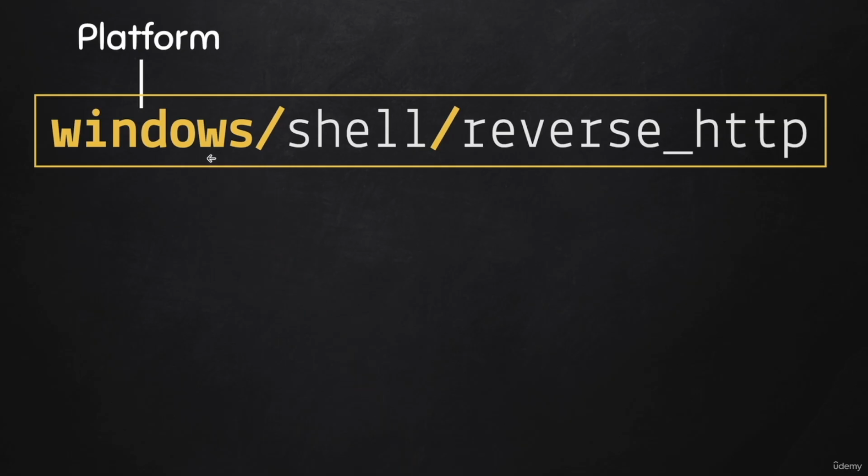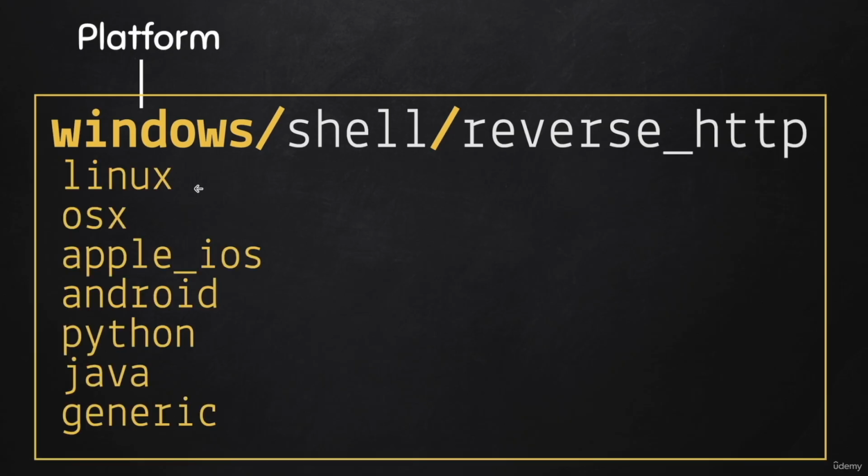Now, MSF Venom, as you saw earlier, has so many different payloads. So you've got Linux payloads, OS X, Apple iOS for iPads and iPhones. You've got Android payloads. The platform can also be a programming language, such as Python or Java. So payloads that start with Python or Java mean that they will work on any computer that is able to run Python code or Java, regardless of the operating system.